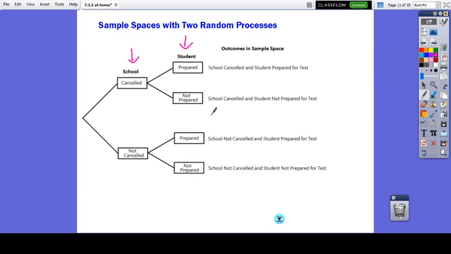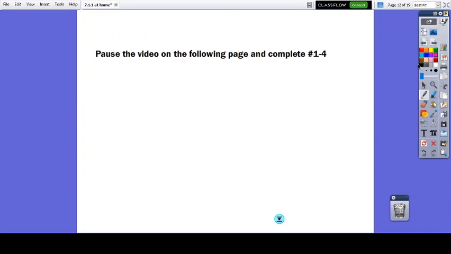Okay, it comes out to the exact same outcomes, maybe just in a slightly different order. But there are 2 random processes here, and that's what we use our tree diagrams for.